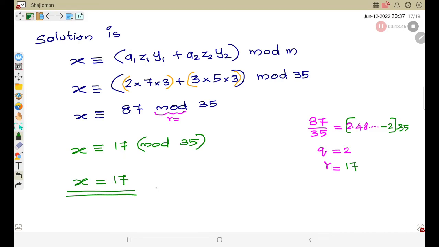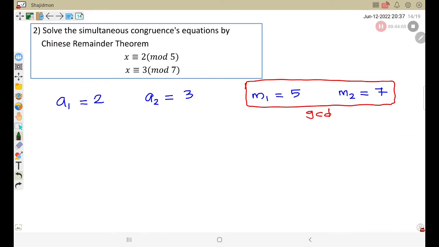And make sure we write a positive number only, 0 less than or equal to x less than m number. What is the m number? 35. So the answer is between 0 and 35. So it is correct, 17. So this is the second question. I hope you understood. Now whether this answer is correct or not, you can check by the shortcut method.